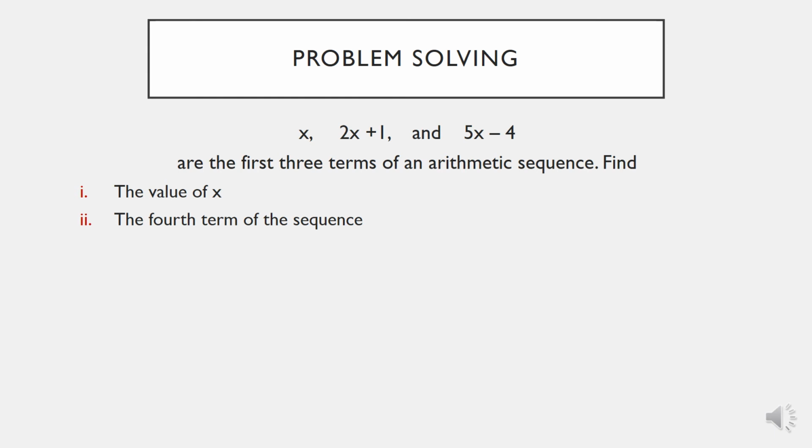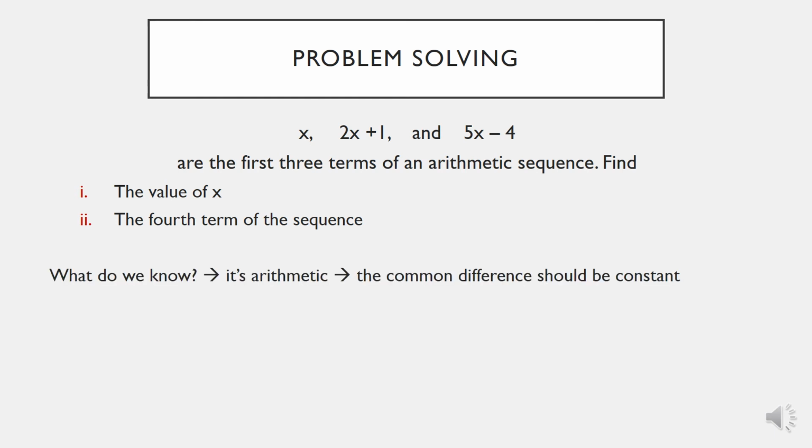We don't know the numbers of the pattern, and we've got this unknown number x. Right, so problem solving, you ask yourself, what do I know? Well, what do we know? We do know, because we are told in the question, that it's an arithmetic sequence. And what do we know about arithmetic sequences? Well, we know that the common difference should be constant. Okay, so that's what we know. How will we use it now?